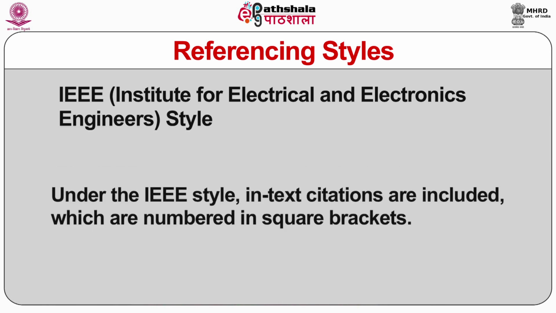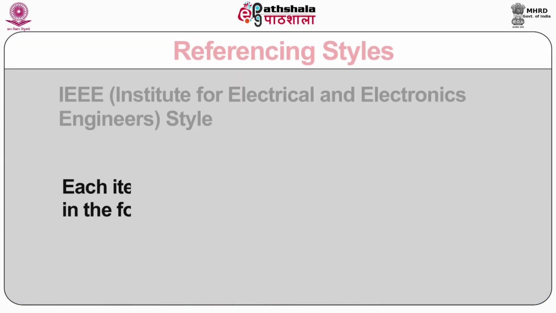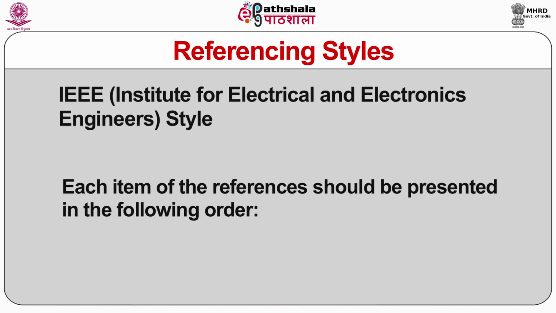Under the IEEE style, in-text citations are included, which are numbered in square brackets. These numbers then refer to the full citation, which is listed under the header References at the end of the document. Since citations inside the text are just numbers, the references at the end are in chronological order and not alphabetical. For example, each item of the references has to be presented in the following order.